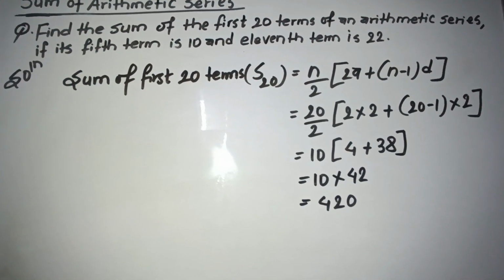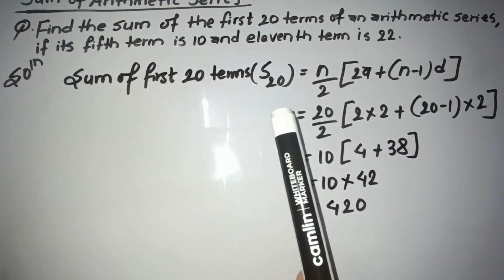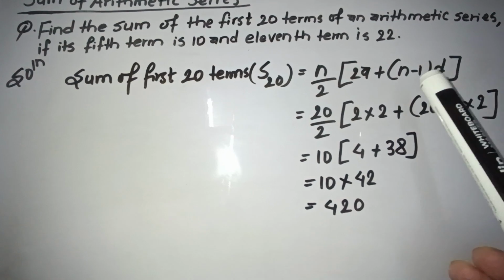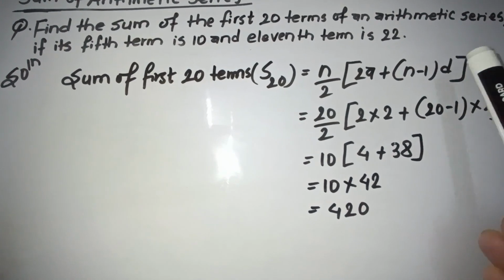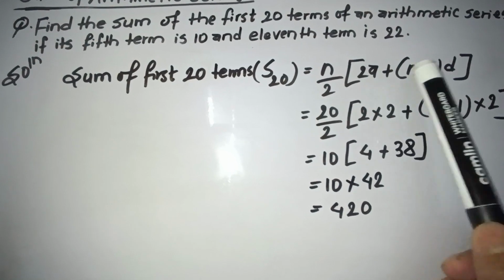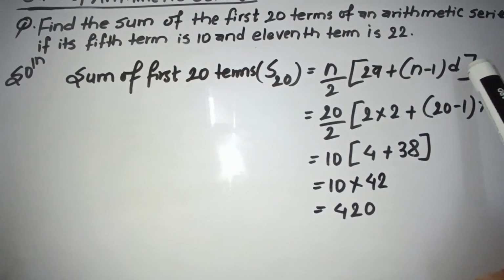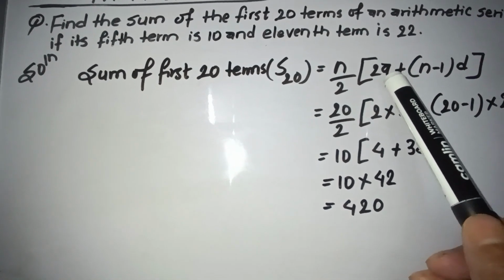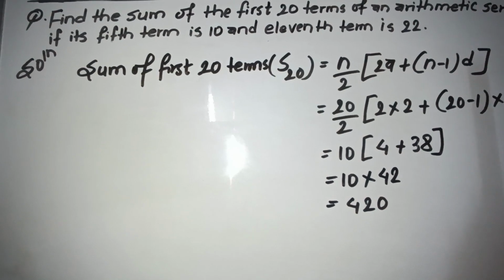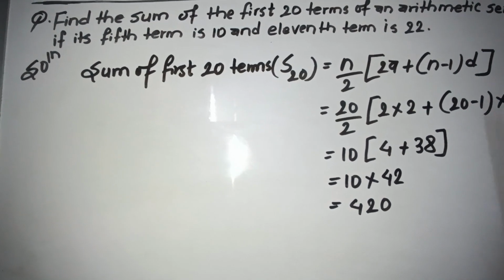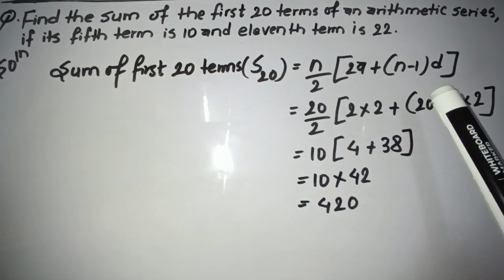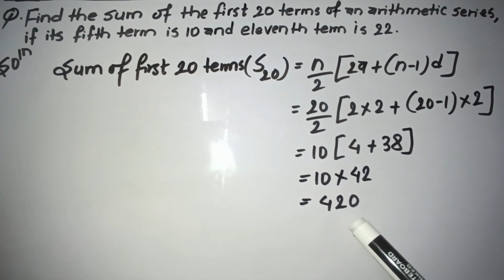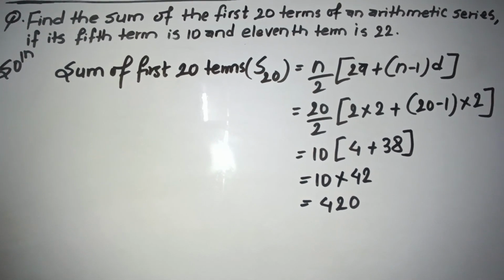Now we are going to calculate the sum of the first 20 terms, that is S20 is equal to, we have the formula n by 2 bracket 2a plus small bracket n minus 1 multiply d, where a is the first term and n is the number of terms, that is 20, and d is the common difference. And we have already calculated a, that is the first term, is 2 and the common difference is 2. Then substituting all these values, we get 420 is the sum of the first 20 terms.